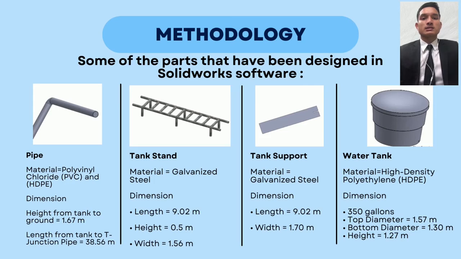And the next one is the tank stand. The material for the tank stand is galvanized steel, and the dimensions: the length of this stand is 9.02 meters, the height is 0.5 meters, and the width is 1.56 meters.